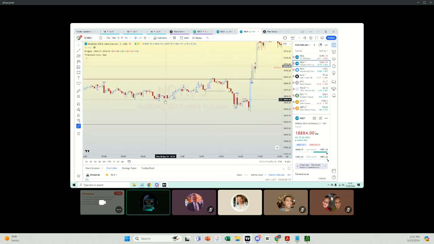Next one is similar. Again, we get a reaction off this previous day's high. We've got a lower low there. When it breaks that low, we go short. We don't get great action, to be honest. It doesn't move that far. It's probably a light 25-point move on the Nasdaq. It's not particularly huge.